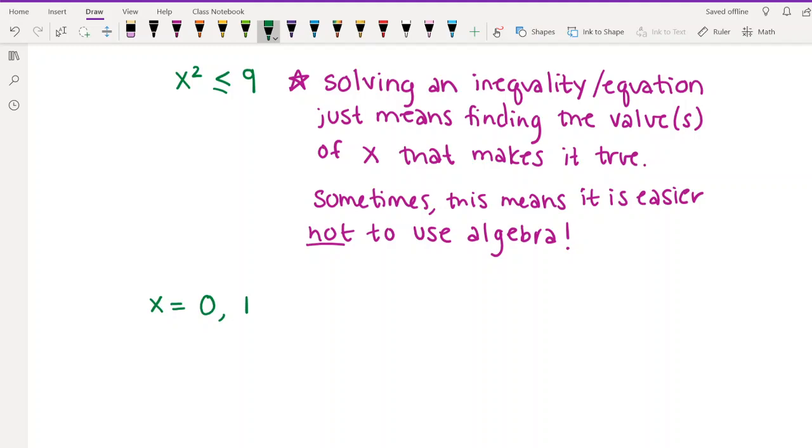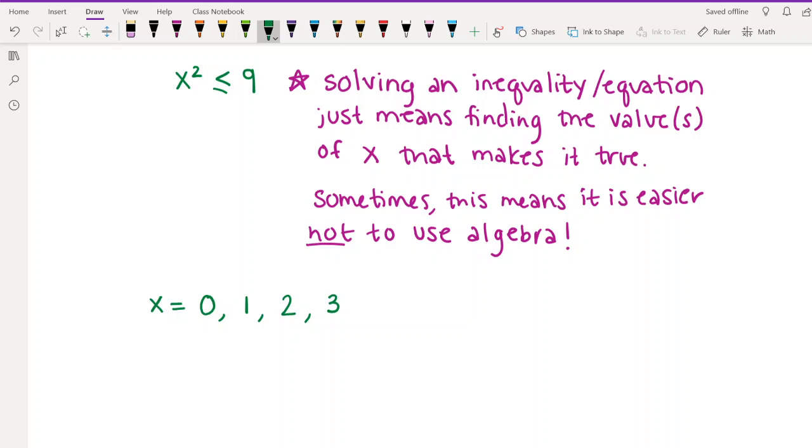x could be 1, right? 1 squared is 1, which is less than or equal to 9. x could be 2. 2 squared is 4, which is less than or equal to 9. x could be 3. 3 squared is less than or equal to 9, because 3 squared is 9. Any bigger is not going to work. As soon as you go bigger than 3, you'll get 16 or 25 or 36. Those numbers are all bigger than 9.